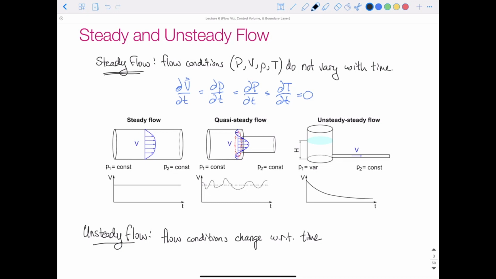So many devices such as turbines, compressors, boilers, condensers, and heat exchangers operate for long periods of time under the same conditions, and these would be classified as steady flow devices. So again, turbines, compressors, boilers, condensers, heat exchangers, something that might be running at a relatively constant rate or constant operation for a long period of time can be considered a steady flow device.